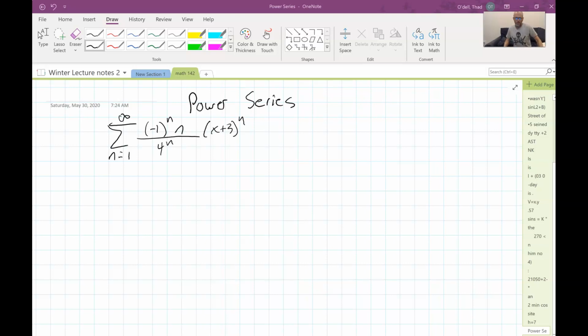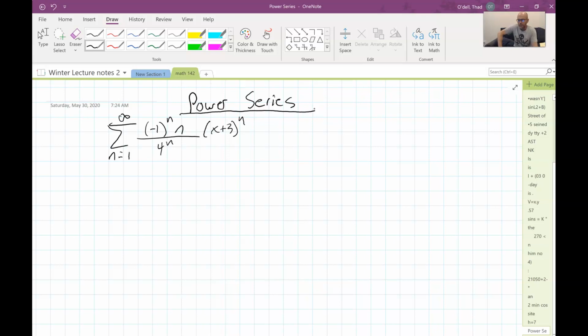So in this video, I'm going to be talking about something called power series, which is a special type of series. They're called power series because they involve a power function. So notice in this, here's an example of one. There's both an n and an x.